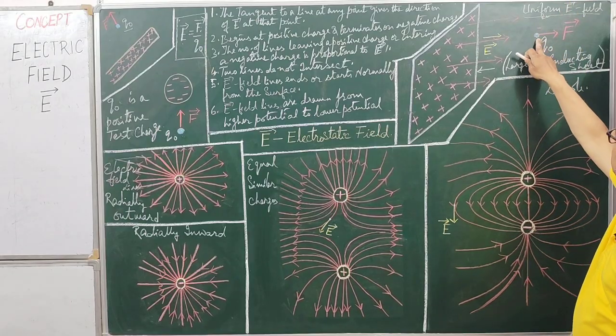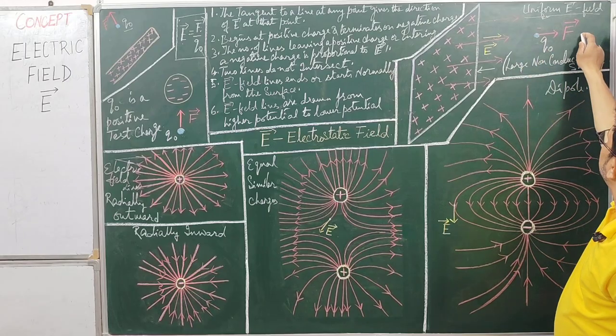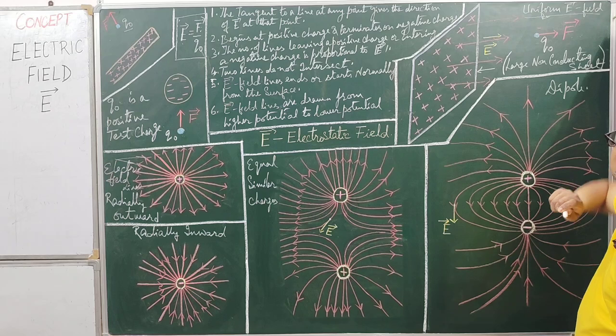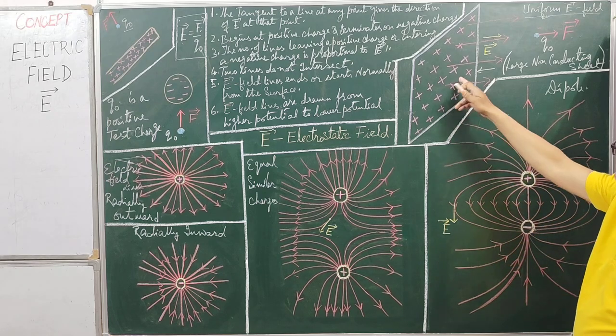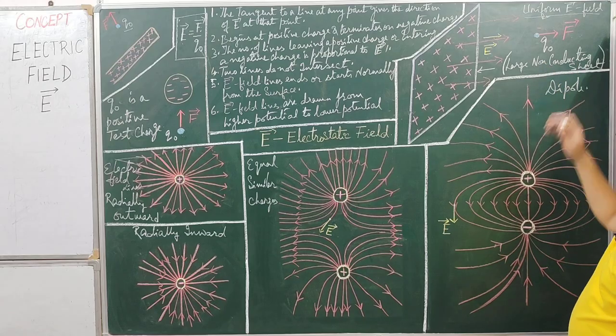And suppose here you have a test charge. It's going to experience a force in the same direction, the same parallel direction. So this is what gives an idea of how we can have a pattern for a uniform electric field.